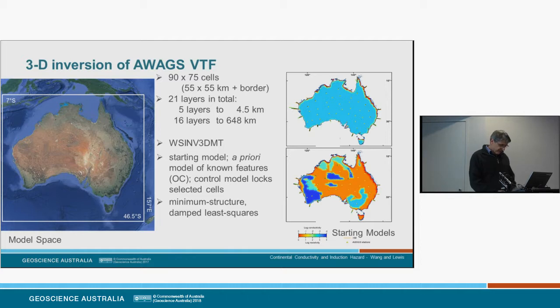Now, of course, there are significant simplifications and limitations in the model, and the AWAGS data meant that the cell size had to be large, so the horizontal resolution is coarse, and the 1 minute sampling rate for the AWAGS data means that the shallow depth resolution in the data is not good, so there's probably not too much detail down to about 10 kilometres or so.